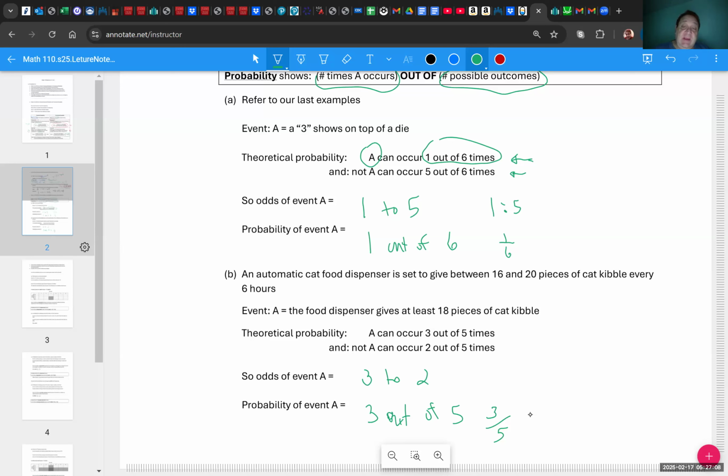And you can see that these two added together, the 3 and the 2, the ways A can occur and the ways A does not occur, give the total number of ways. So that's the number that goes down here, the 5. That's how you can translate between odds and probability.